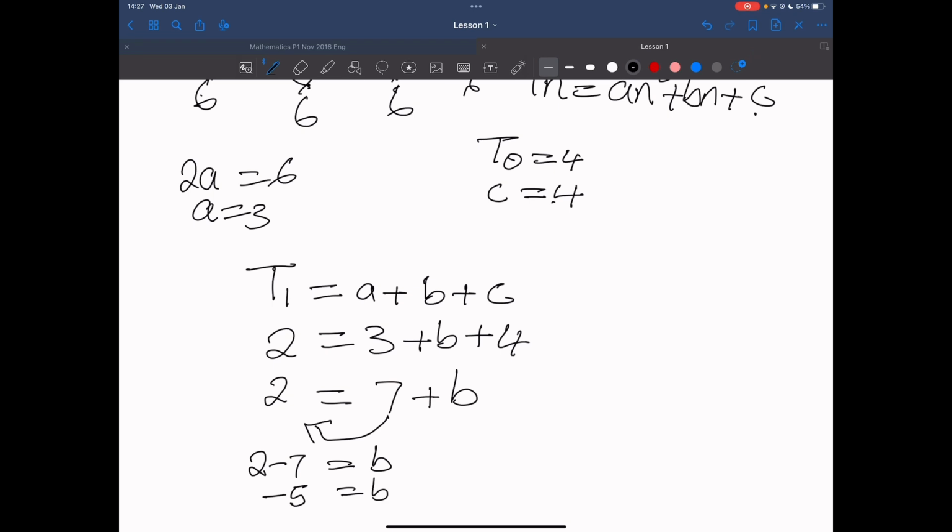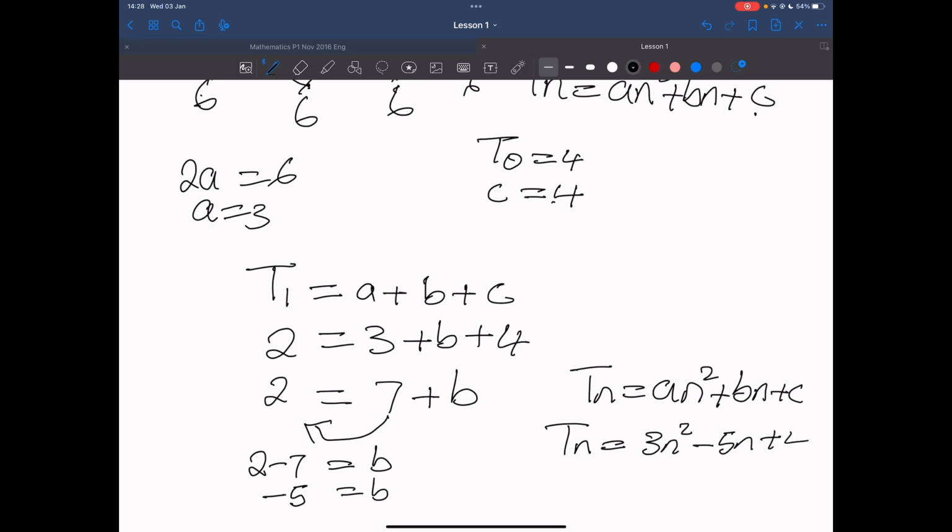So we have the A, the B, and the C. So we can substitute them in our general formula. So it's an squared plus bn plus c. So we have A, we said, is 3n squared, and then B is a minus 5n plus C, which is a 4.